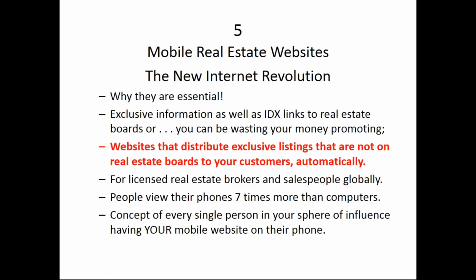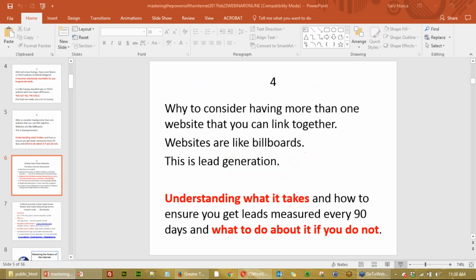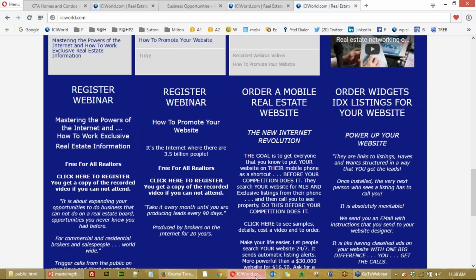Here's another major important point. This is the final major important point we're covering right in the beginning: mobile real estate websites. Why are they essential? Well, because if you could get every single one of your customers, everybody in your sphere of influence, let's say you attend a wedding and there's 300-400 people there, wouldn't it be nice if every single person at that wedding had your mobile real estate website on their phone? And let's show you how that works.